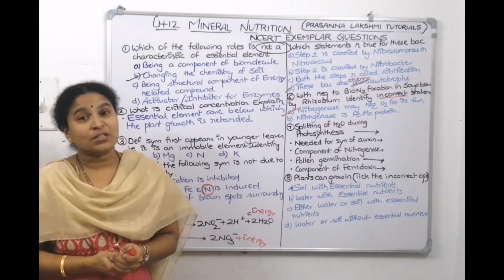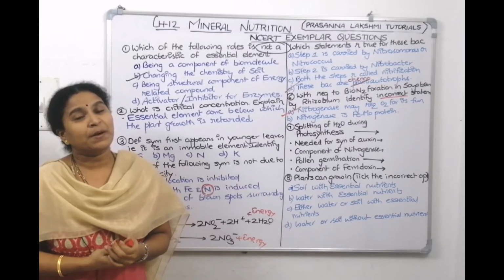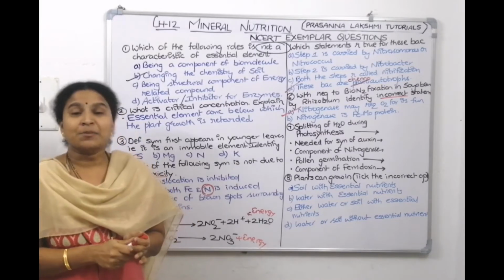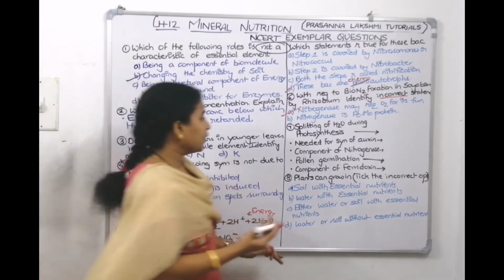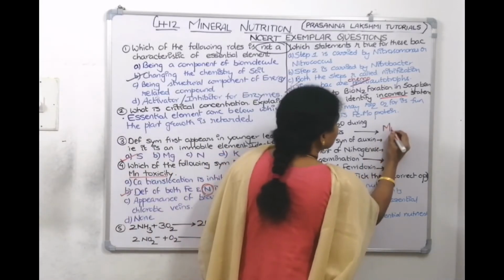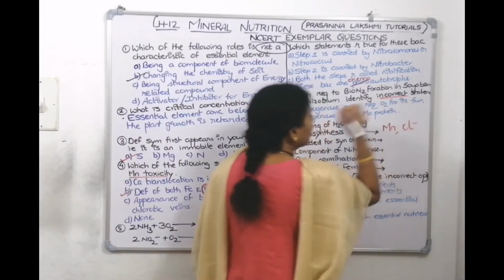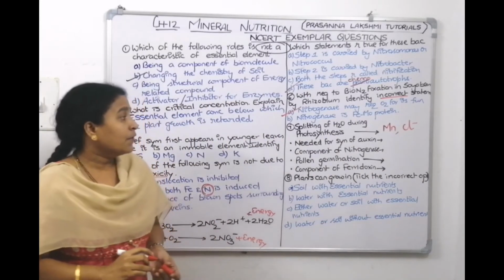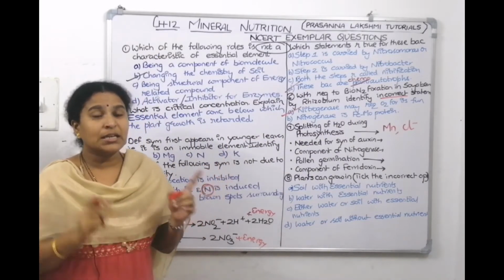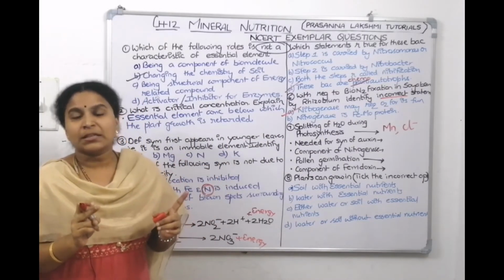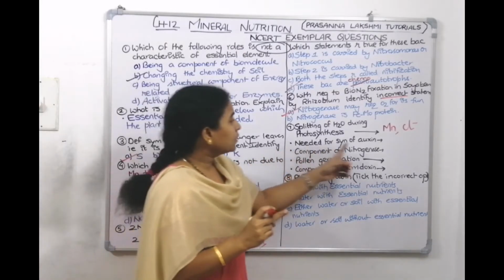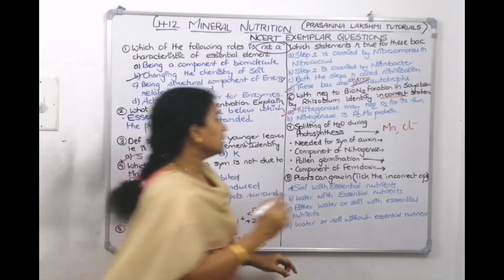Splitting of water during photosynthesis. What elements will help in splitting of water? Tell me. Manganese helps in splitting of water. Chlorine helps in splitting of water. So we can write manganese helps in splitting of water. Chlorine also helps in splitting of water. Now, which is needed for synthesis of oxygen? Zinc helps in the synthesis of oxygen. Needed for synthesis of oxygen, which element? It is zinc.